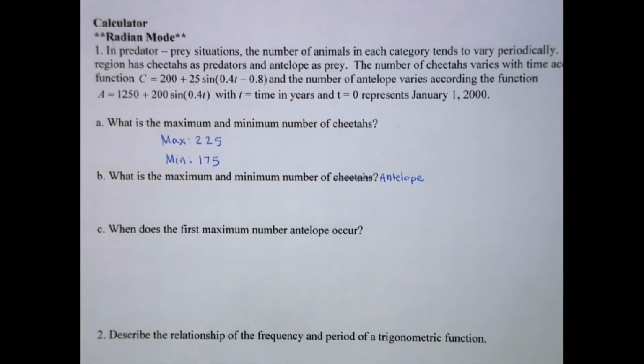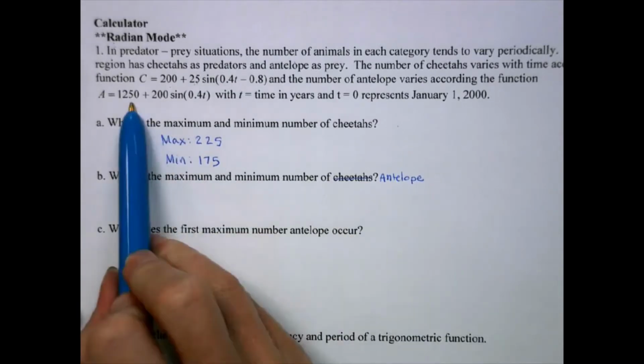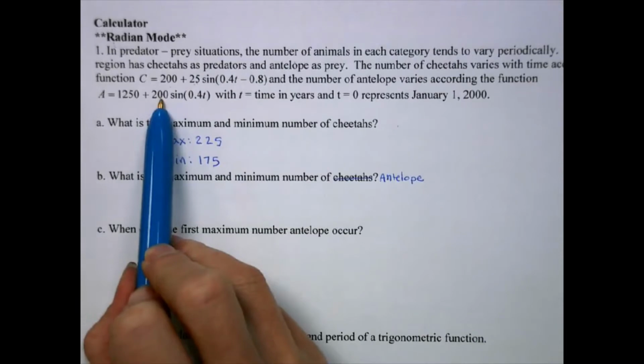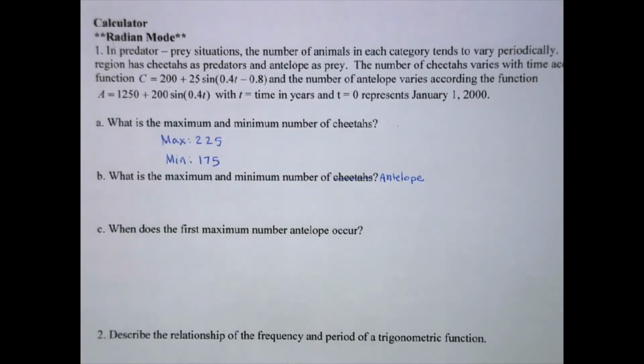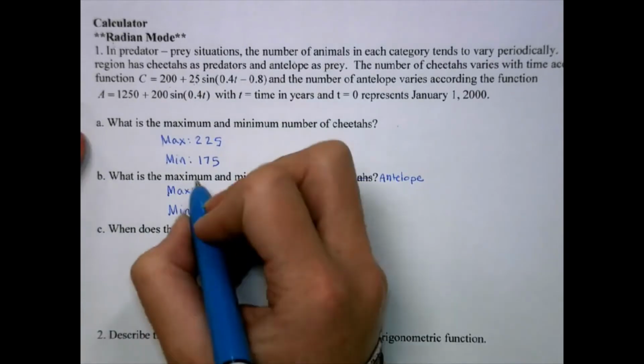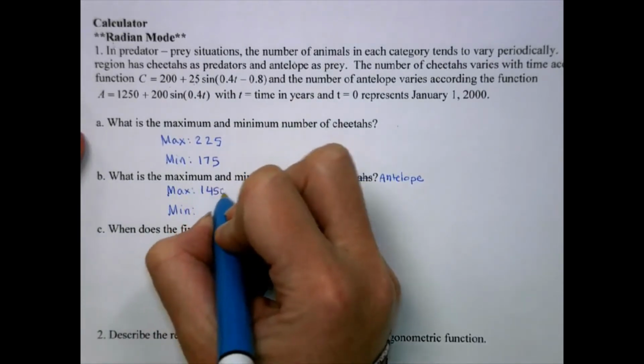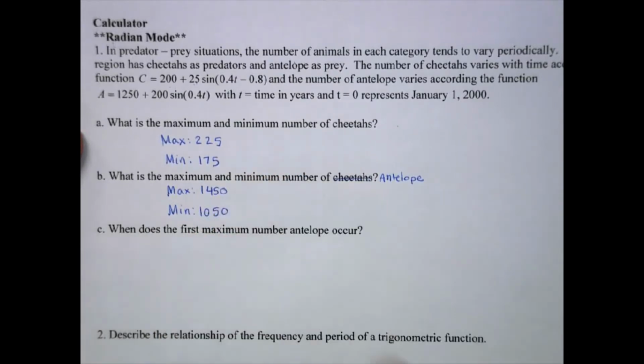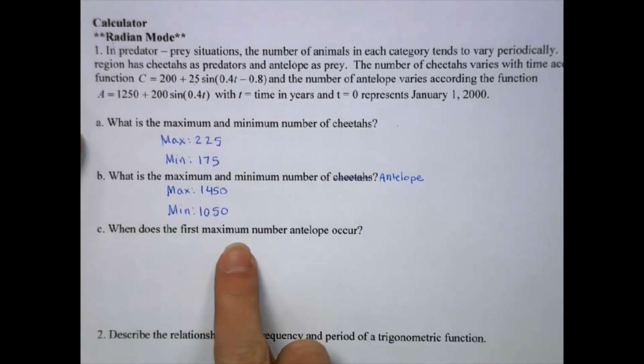The maximum and minimum number of antelope, same thing. We have a midline of 1,250, and we're going 200 above that and 200 below that. So our maximum is 1,450, and our minimum is 1,050. So when does the maximum number of antelope occur?